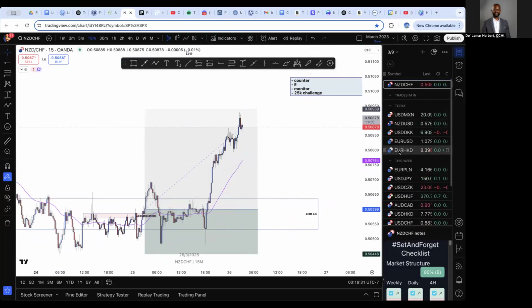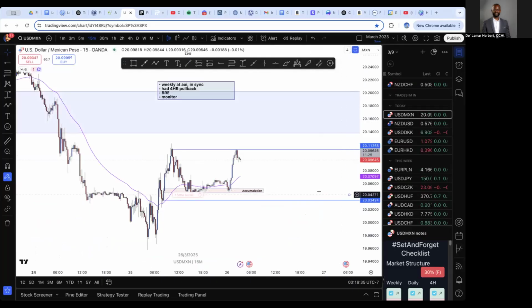Those are my pairs for today. USD-MXN looks the most ready. I just need to see a break and a retest down here, which can definitely happen today. All right, well, that is my daily breakdown for today.